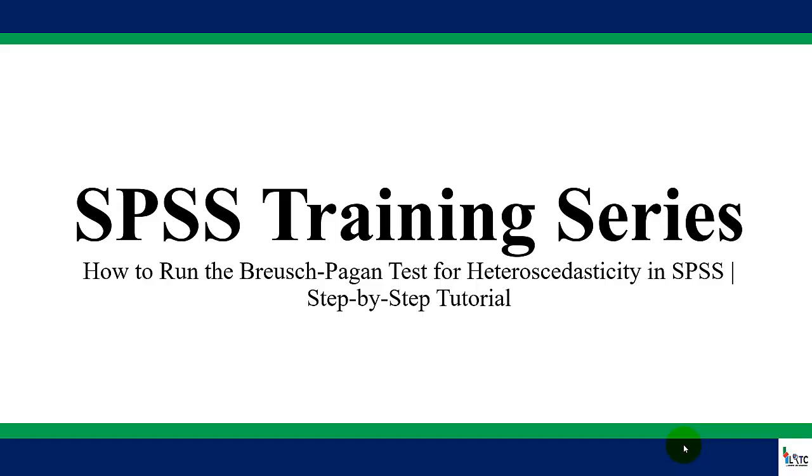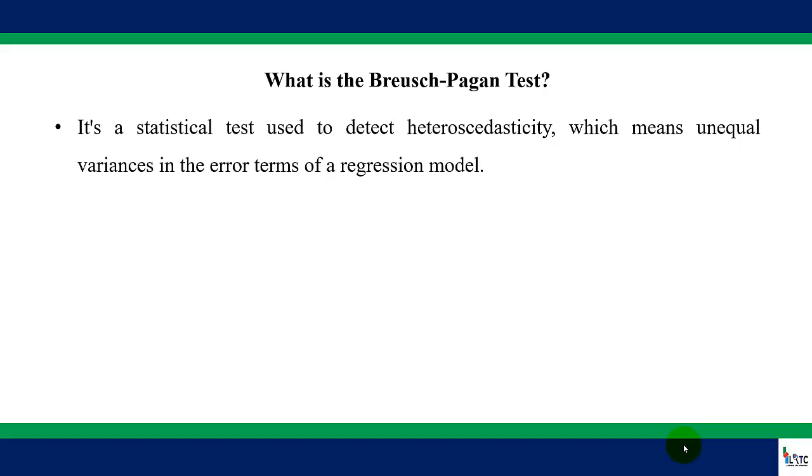Take note that this particular test is used for heteroscedasticity. The Breusch-Pagan test is a statistical test used to detect heteroscedasticity, which means unequal variance in the error terms of a regression model. Don't forget that in the previous video I told you that homoscedasticity is a situation whereby the variance is constant. So when the variance of the error terms is not constant, then we say there is a problem of heteroscedasticity. But in a situation whereby the variance is constant, then the model is homoscedastic and it is suitable for analysis using a parametric approach.